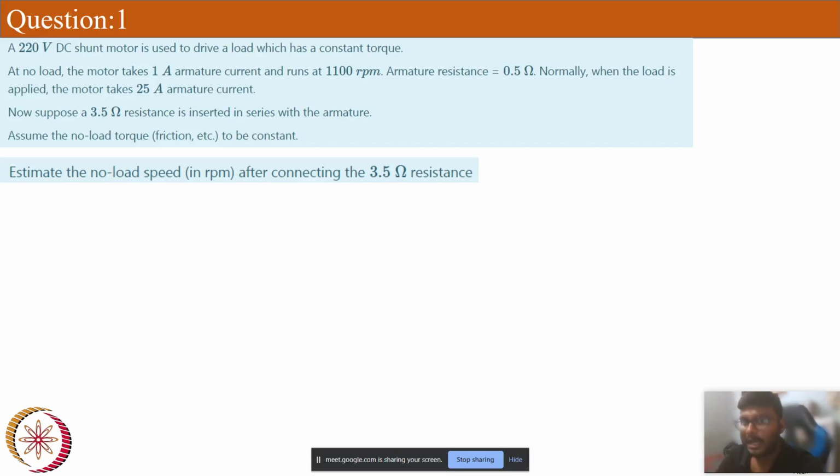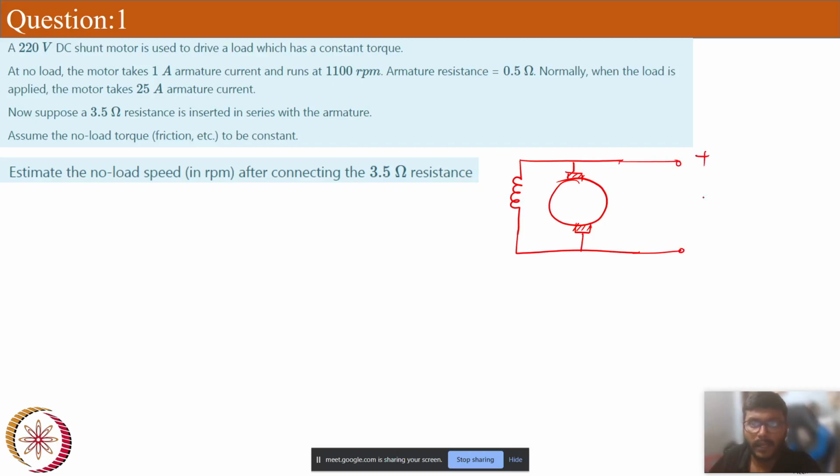Before going to the equation, let's draw how a motor would look with and without this external resistance. I have drawn the shunt motor. This is the shunt field winding, and this is the DC machine armature. These are the brushes, the output terminals, and here I have the supply. The supply given is 220 volts DC. Inside the armature I have the armature resistance and back EMF, RA and EB, and this is the RSH. RA is 0.5 ohm, EB we don't know.